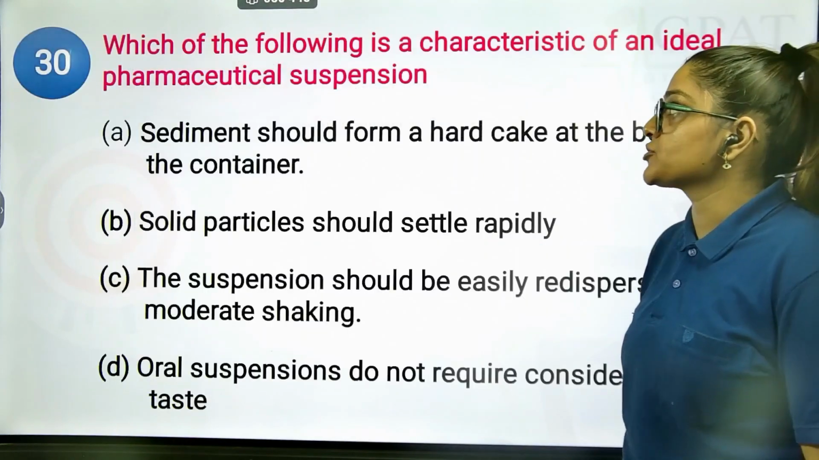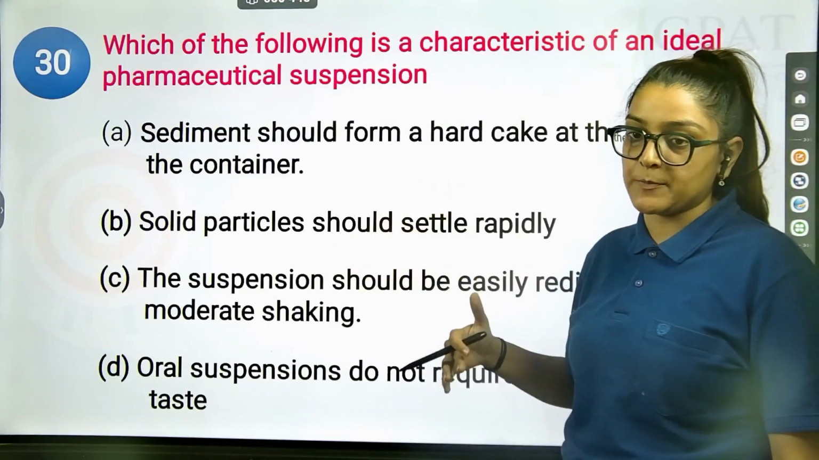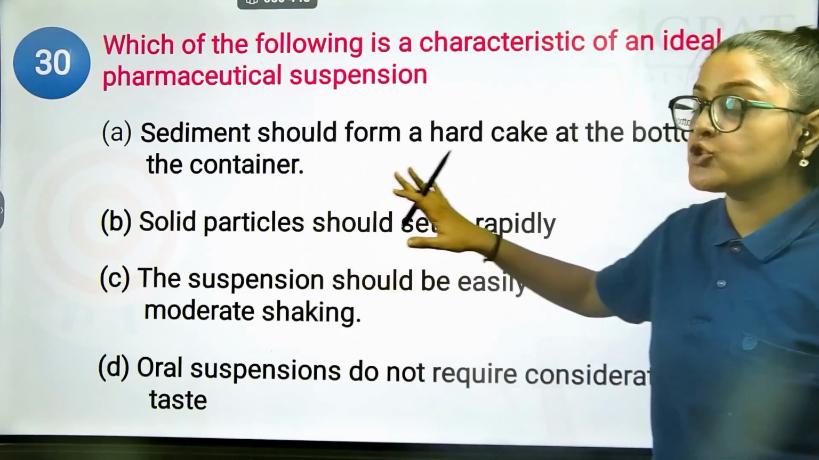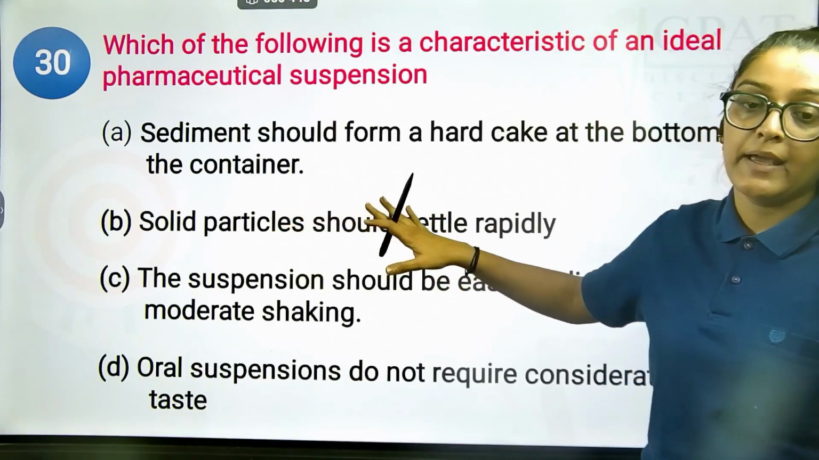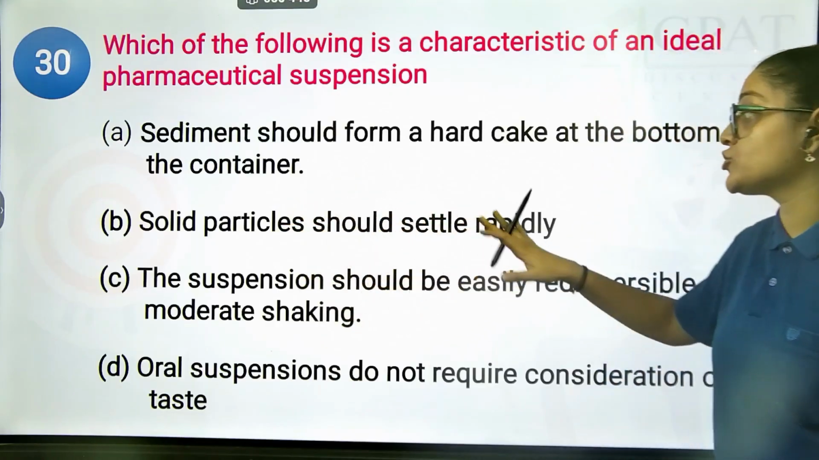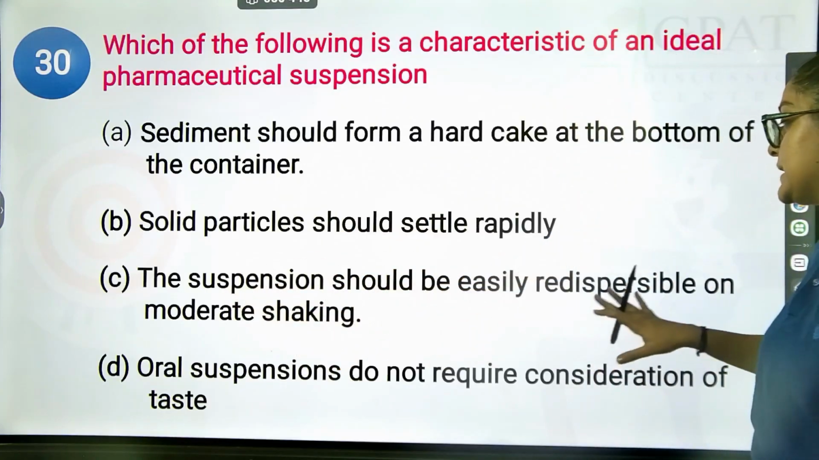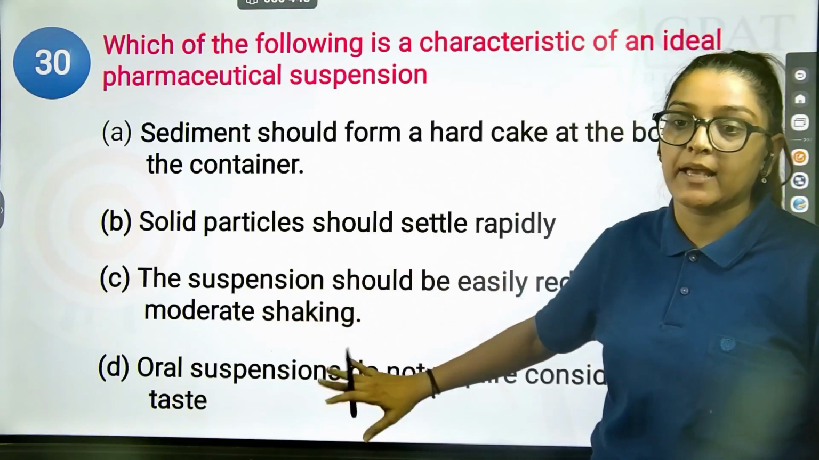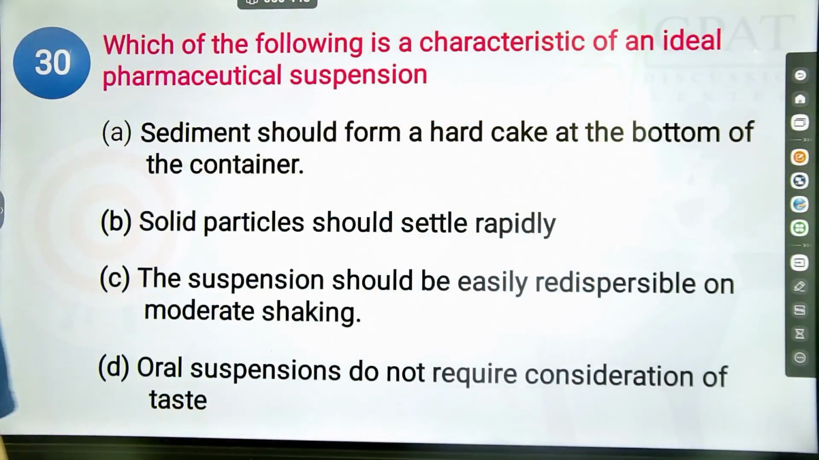Yes. Next question. Which of the following is a characteristic of an ideal pharmaceutical suspension? Number 1, sediment should form a hard cake at the bottom of the container. Okay. Next, solid particles should settle rapidly. Third, the suspension should be easily redispersed on moderate shaking. Fourth, oral suspensions do not require any consideration of the taste.